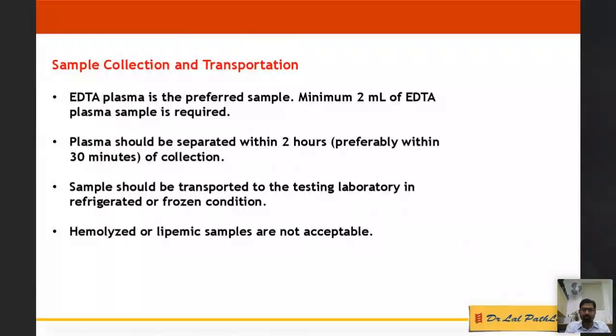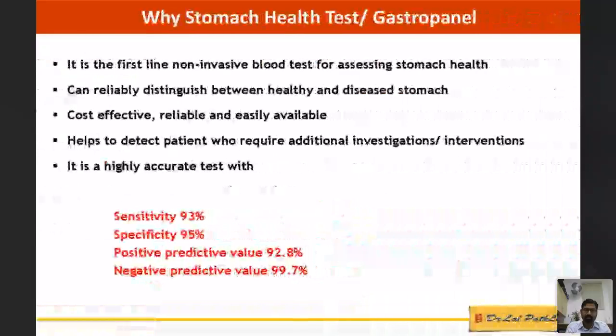EDTA plasma sample is the preferred sample. The plasma should be separated as soon as possible, preferably within half an hour or within 2 hours. And the sample should reach the testing laboratory in a refrigerated or frozen condition so that we can process the sample and give an accurate result. Hemolyzed and lipemic samples are generally not accepted.